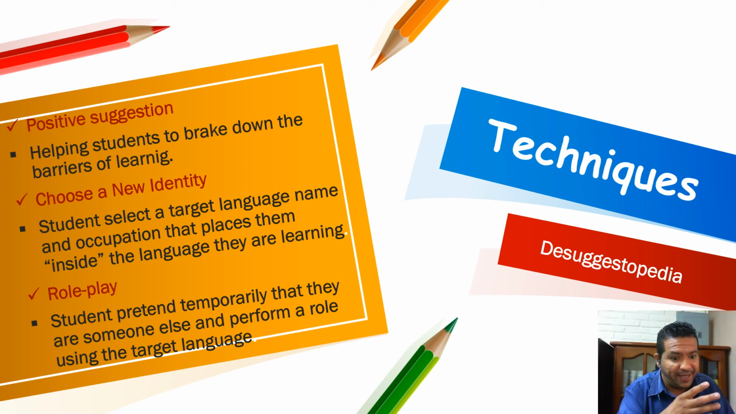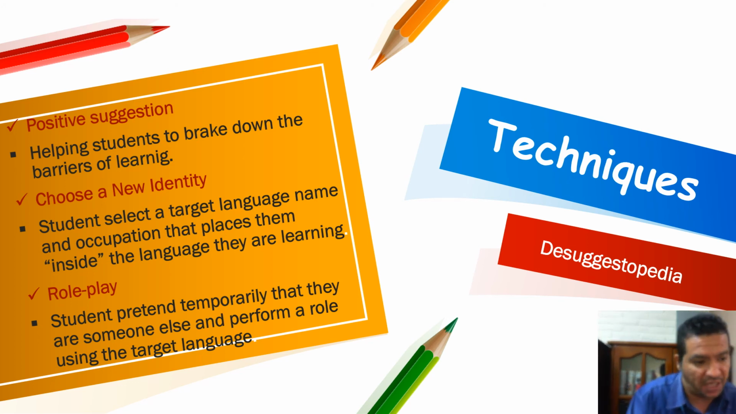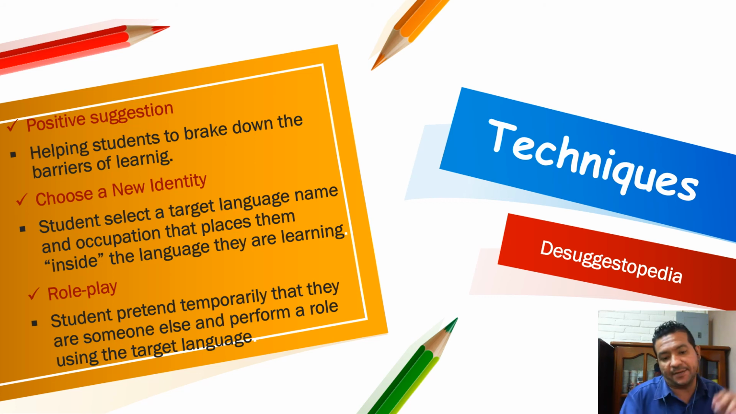The student is going to say, oh, okay, I trust you, teacher, and I feel secure. I feel secure when you speak. It doesn't matter if I make a mistake, but it depends on the environment the teacher creates in this case. Choose a new identity. Students select a target language name and occupation to place them inside the language they are learning, and role play at the end.